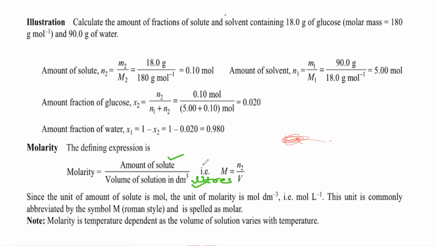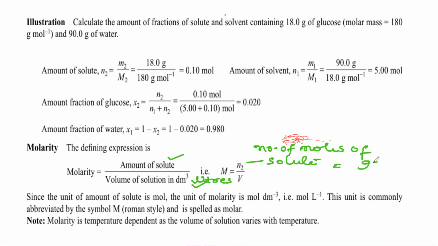So molarity is equal to N2 by V, where N2 is the amount of solute and V is the volume. So how will you find the amount of solute? The number of moles of solute is equal to given weight by molecular weight.